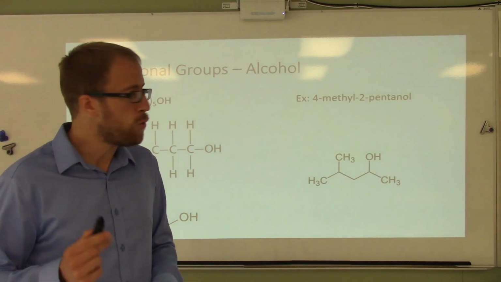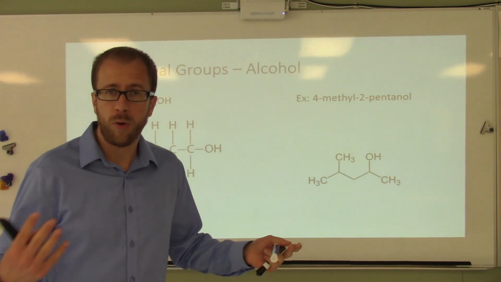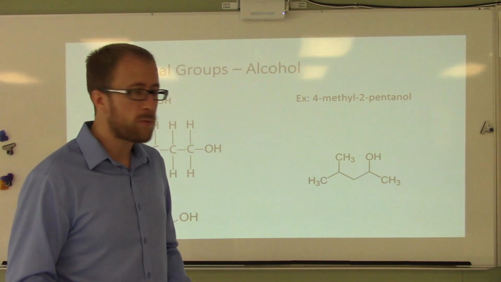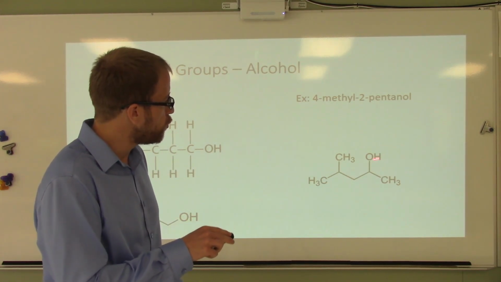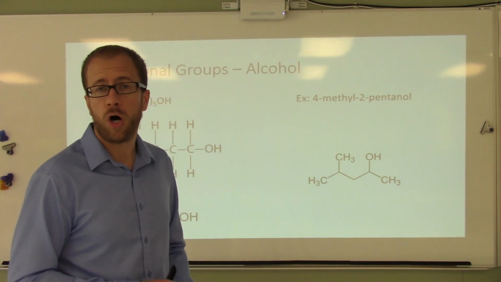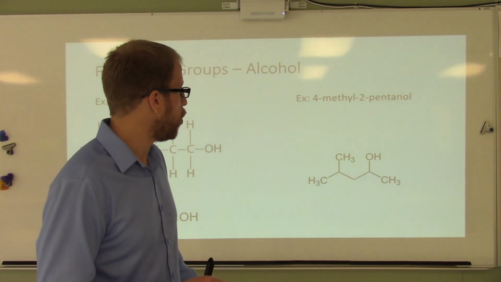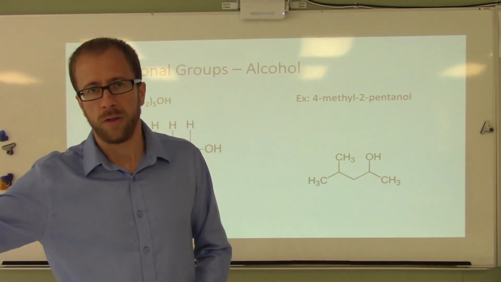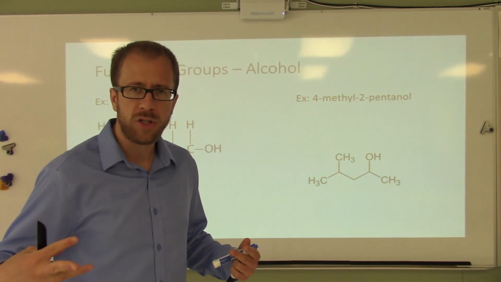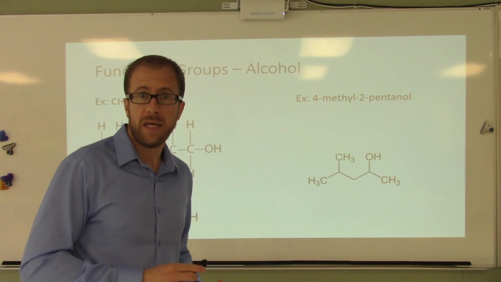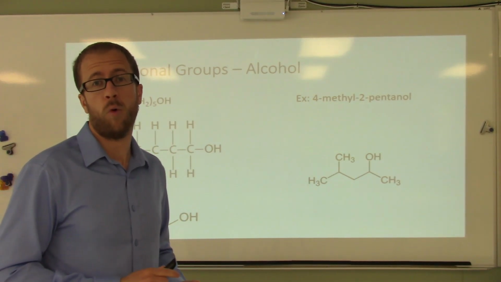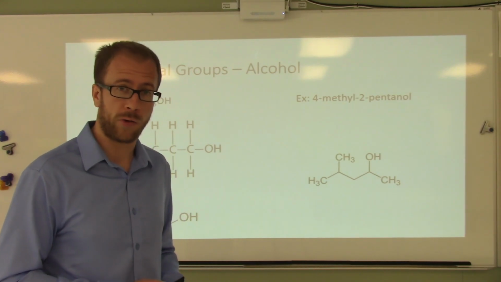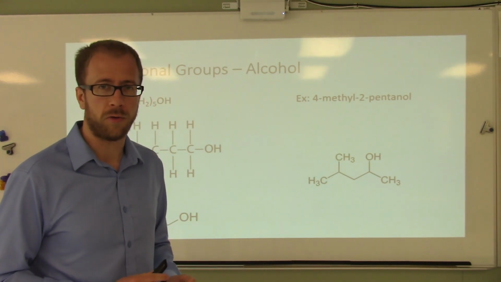Now, if you had multiple hydroxyl groups, let's say we had a hydroxyl group at 2 and at 4, you would call this a 2,4-pentadiol. So we're not going to get too much into that, but it is possible to have more than one of these alcohol groups per organic molecule.